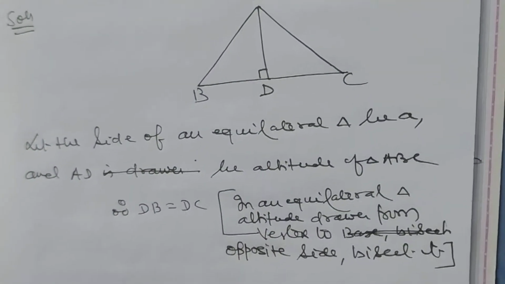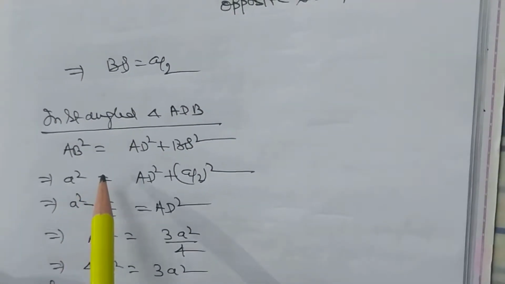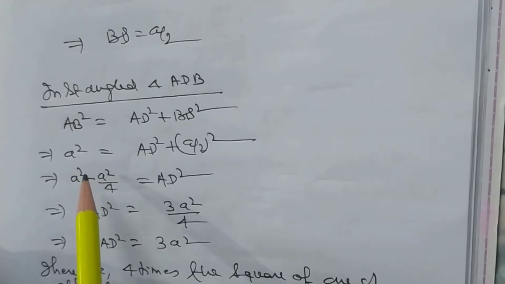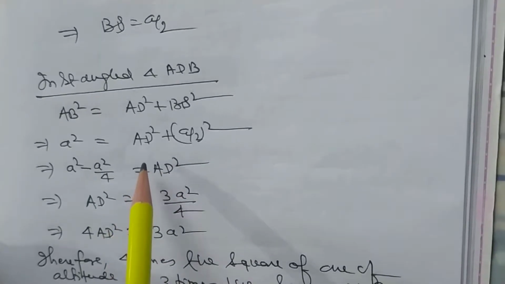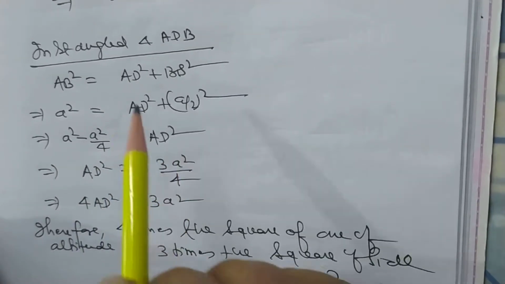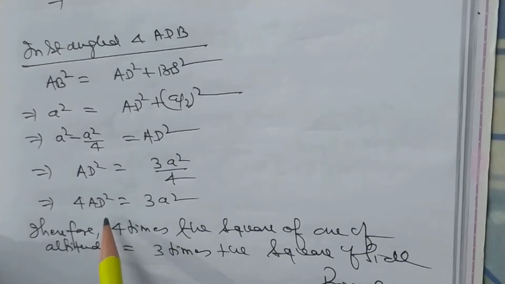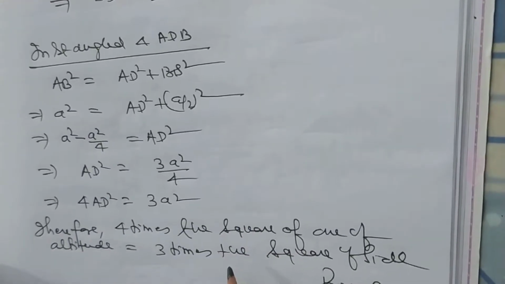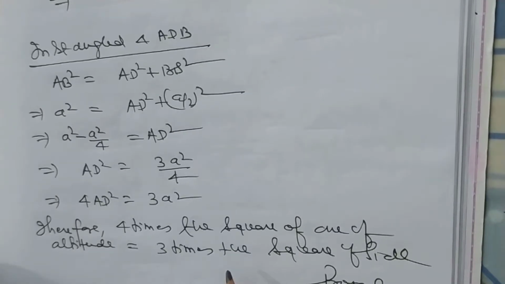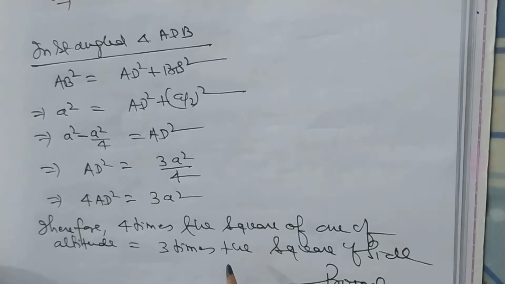So BD is equal to a by 2. In the right angle triangle ADB, AB square is equal to AD square plus BD square. So a square is equal to AD square plus (a by 2) whole square. So this will be a square minus a square by 4 is equal to AD square, and this will be AD square is equal to 3 times a square by 4. Therefore, 4 times the square of one altitude is equal to 3 times the square of the side.